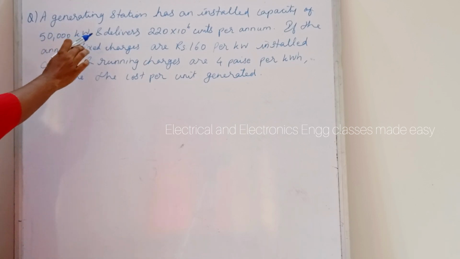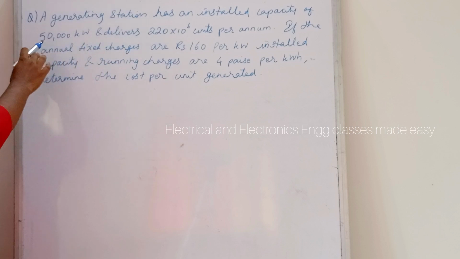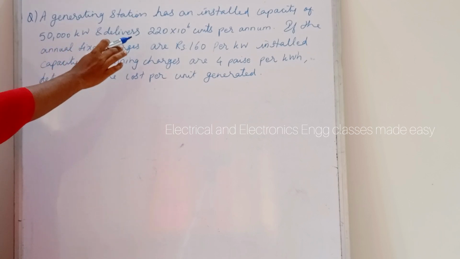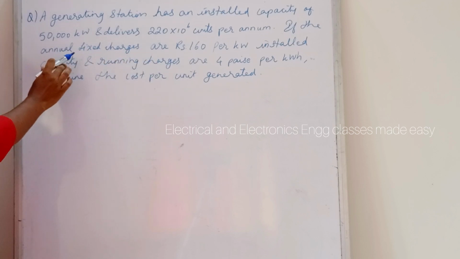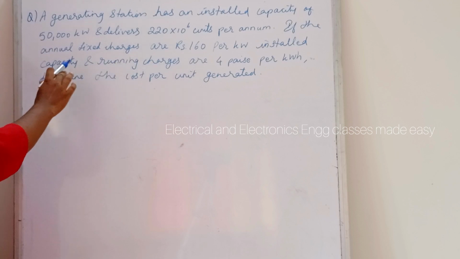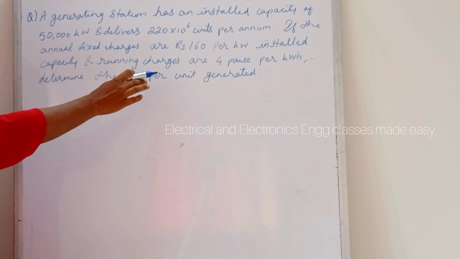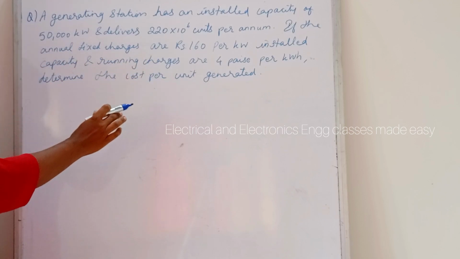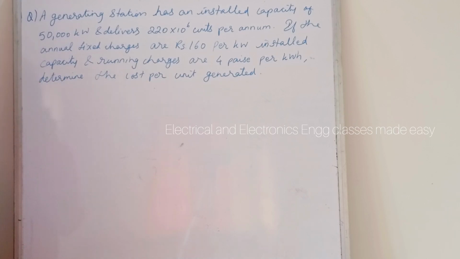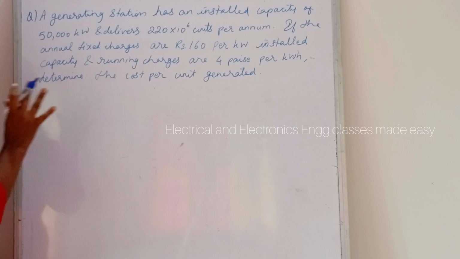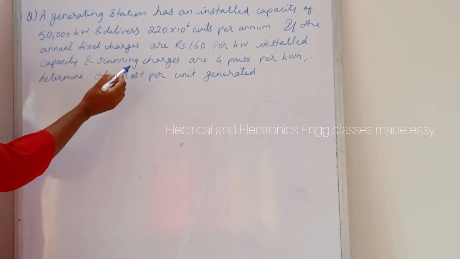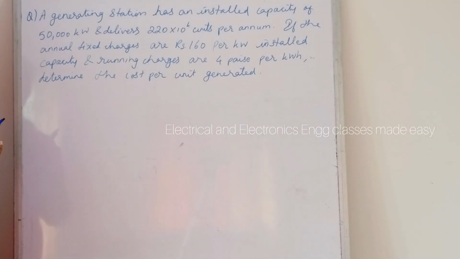A generating station has an installed capacity of 50,000 kilowatt and delivers 220 into 10 raised to 6 units per annum. If the annual fixed charges are rupees 160 per kilowatt installed capacity and running charges are 4 paise per kWh, determine the cost per unit generated. So, to find the cost per unit generated, we have to add the annual fixed charges and running charges.